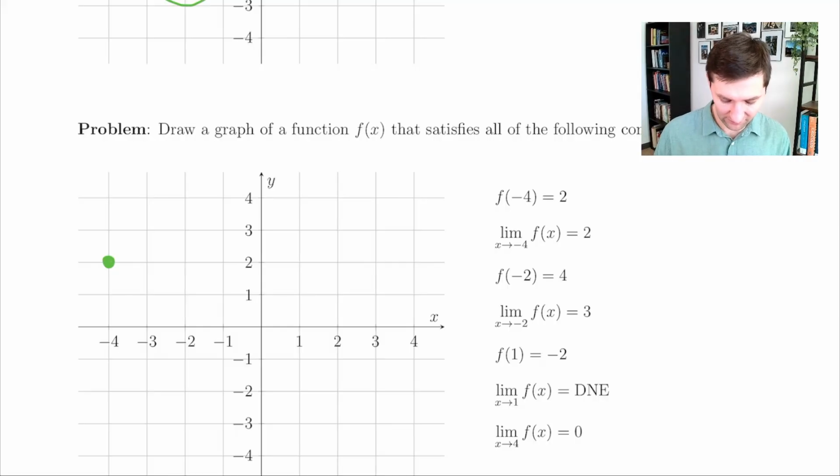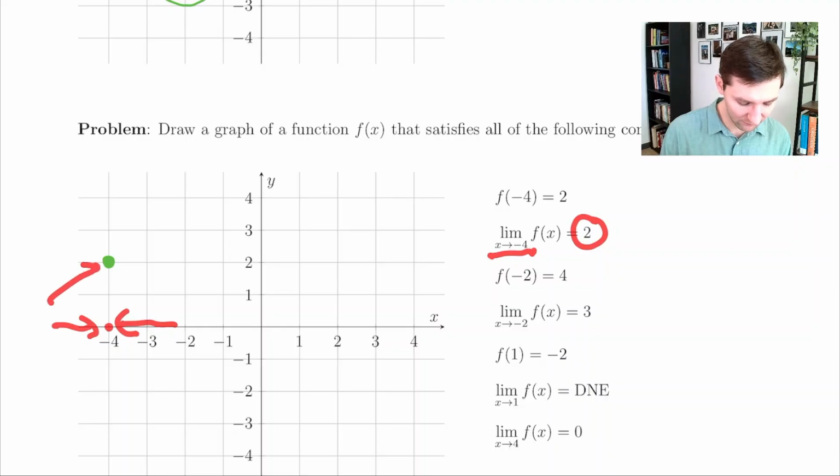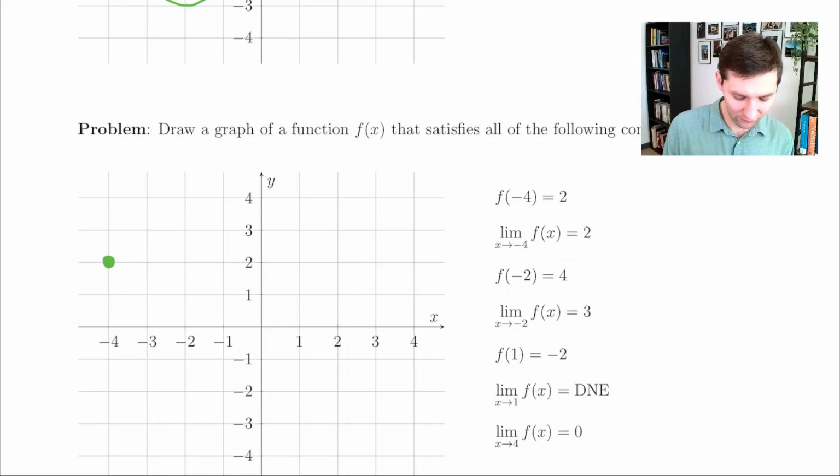Then, the limit of this function as x approaches -4 must be 2. So, as I approach -4 from the left and from the right, the values of the function must be getting closer and closer to 2. The easiest way to do this is to draw a piece of the graph that goes through that point. Let's continue. The value of the function at -2 must be 4. I find -2. I know that the value of the function must be 4, so I add a solid dot with coordinates -2 and 4.